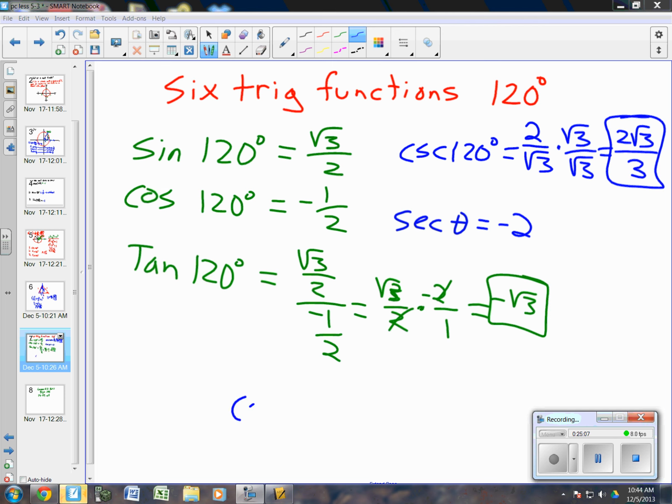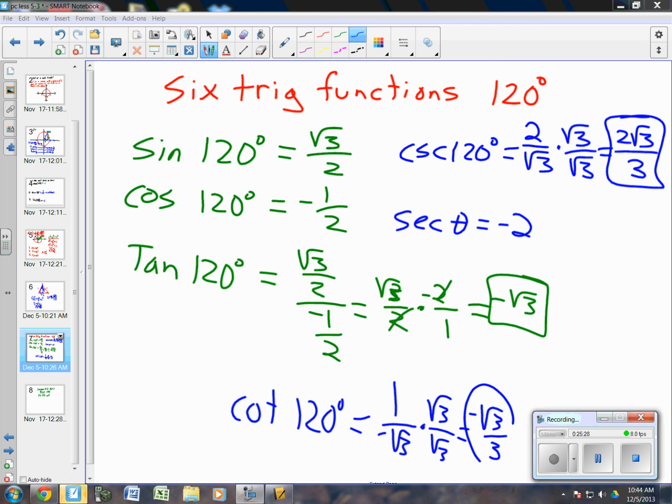And cotangent, you guys, the cotangent of 120 is going to be 1 over the negative square root of 3. So what do you have to do to rationalize it? Square root of 3 over the square root of 3, which is negative square root of 3 over 3. And that's how you get the 6 trig functions. So you're going to have to know how to rationalize denominators to do this. When you take the ACT test, you'll need to know how to rationalize denominators.